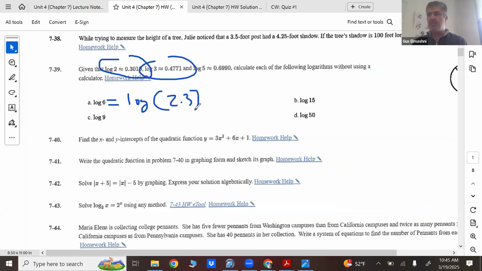You guys know that, right? That's a true statement. You'd agree 2 times 3 is 6, right? How do I break this down? You guys remember from last unit? And that's 0.301 plus 0.4771. How are we supposed to add those two without a calculator? I wouldn't ask you to do that.